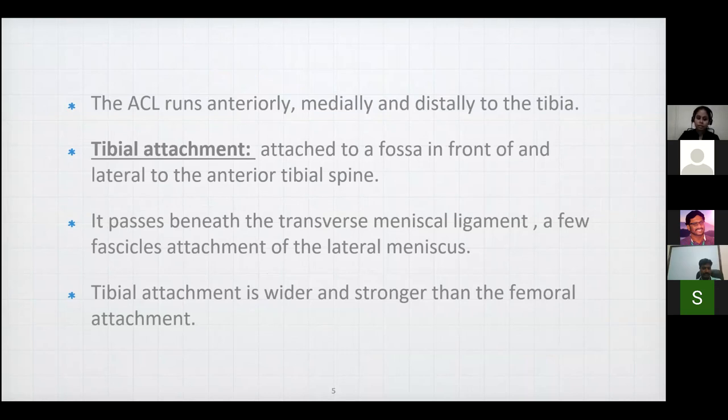Now we'll come to the insertion, that is the tibial attachment. The ACL is attached to a fossa in front of and lateral to the anterior tibial spine. It passes beneath the transverse meniscal ligament. A few fascicles attach to the lateral meniscus. Here we can see a little clinical significance because more than 50% of ACL injuries are always associated with lateral meniscus injury. The tibial attachment is wider and stronger than the femoral attachment.